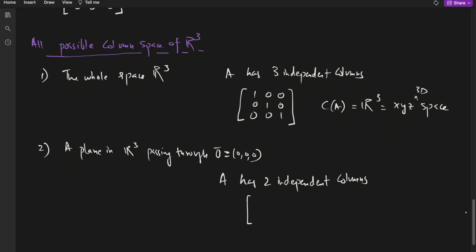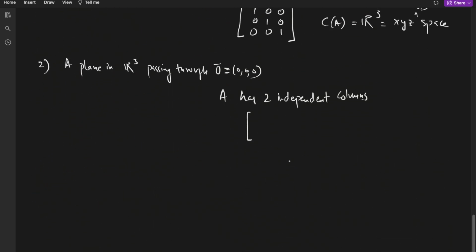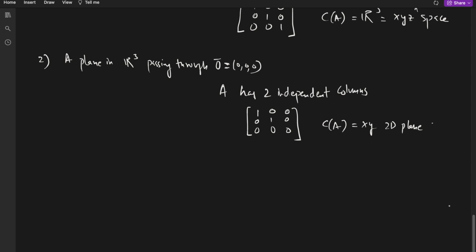One example, we have already seen two examples above. One example could be this 1 0 0, 0 1 0, and the third entire column is 0. All right. So this is one such example. In this case, column space of A is nothing but the xy 2D plane. But see, this plane is still in R cube, right? It is a 2D plane, but it is still in R cube. So you cannot say that the plane is R square.